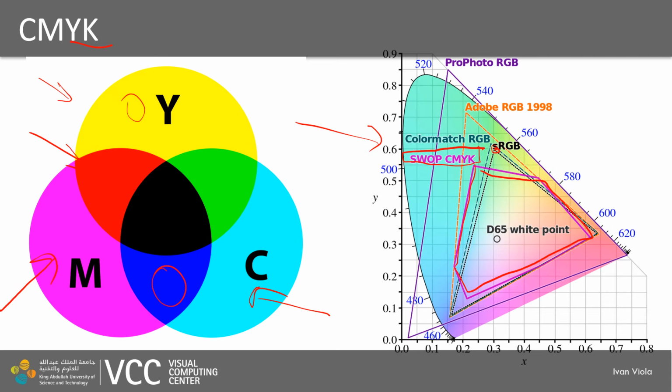Interestingly, Adobe has a wider gamut, and there is even a larger gamut in this ProPhoto standard, which actually defines two primaries outside the space of possible colors or possible visible light wavelengths.